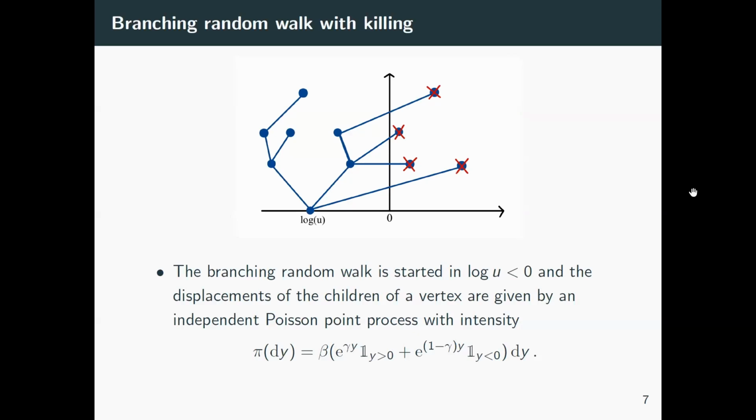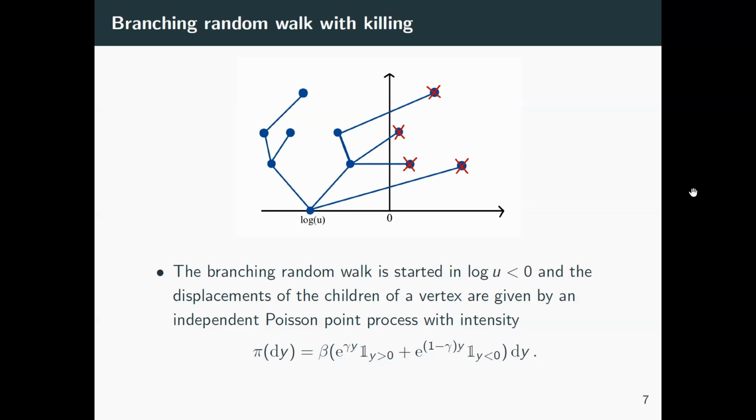A branching random walk is defined as follows. It starts at some position, at some root, which can be random or deterministic. In our case, it's log U, so not random. The killed branching random walk is defined as follows. We have a Poisson point process, which in our case we know explicitly. This Poisson point process generates the displacements of the children of the root. So in our case, the point process generates these 4 points, which are all on one height. I try my best to point them out.